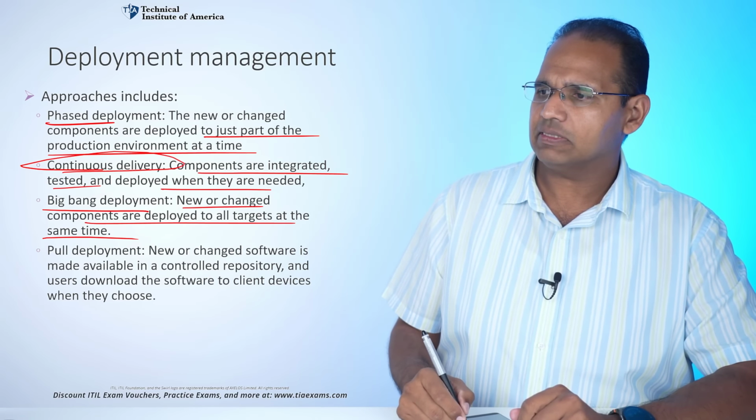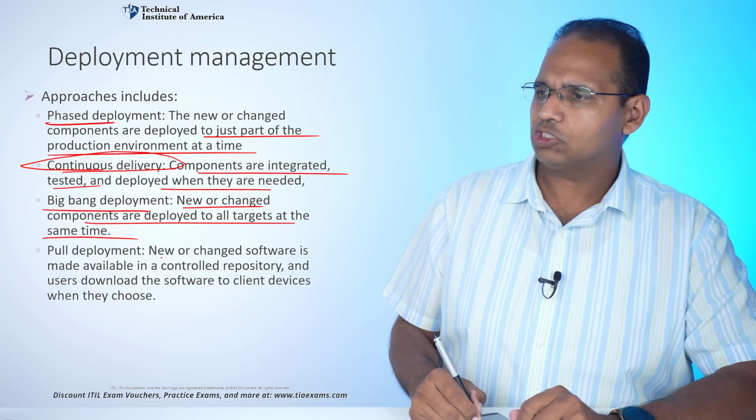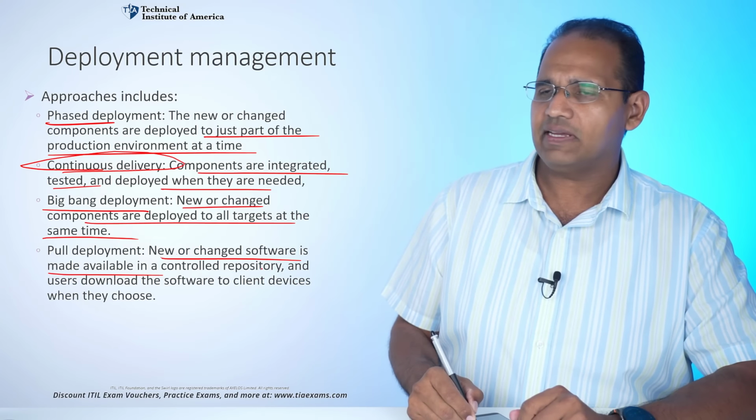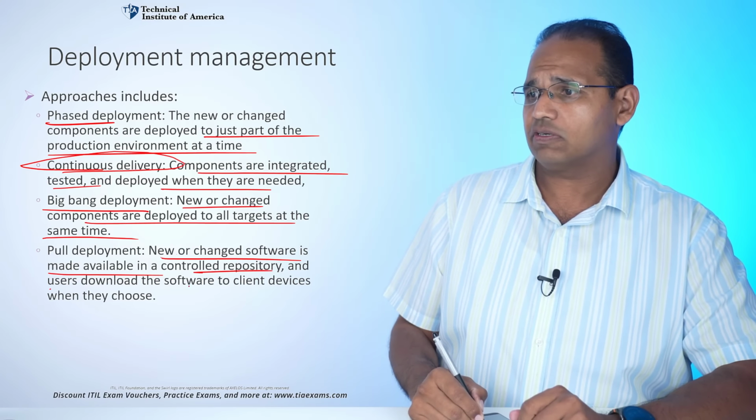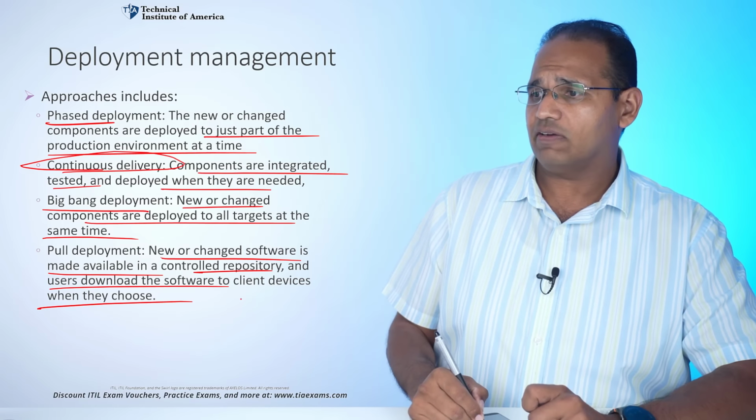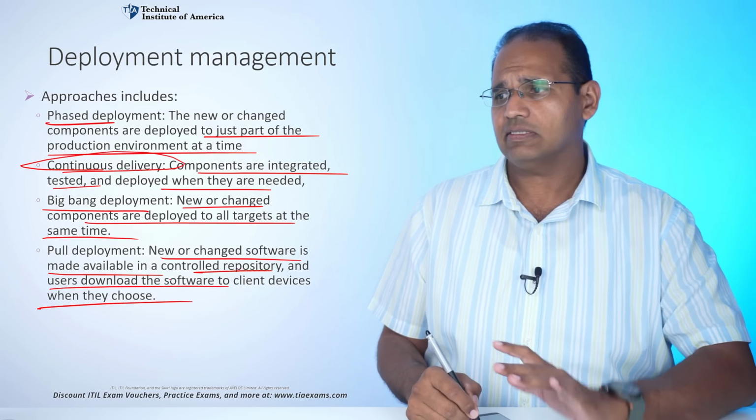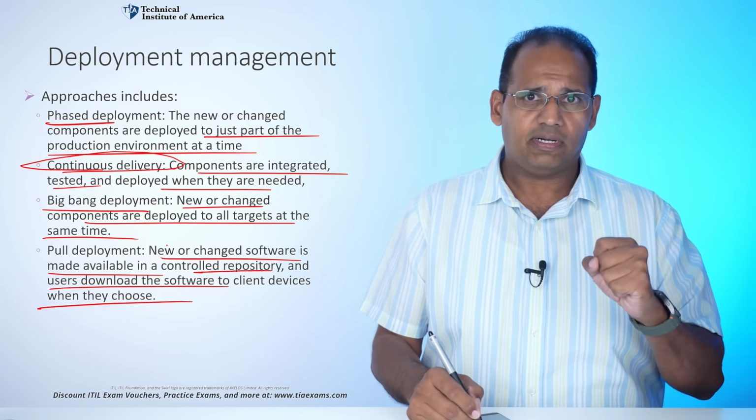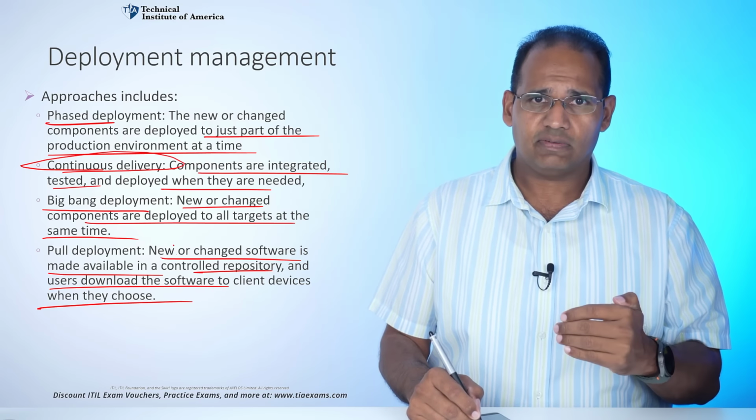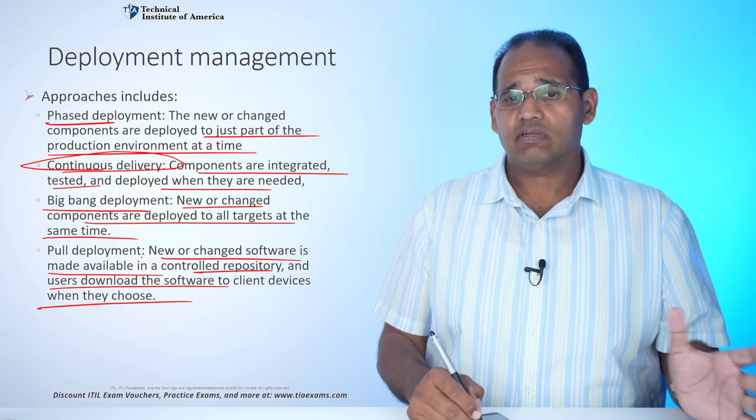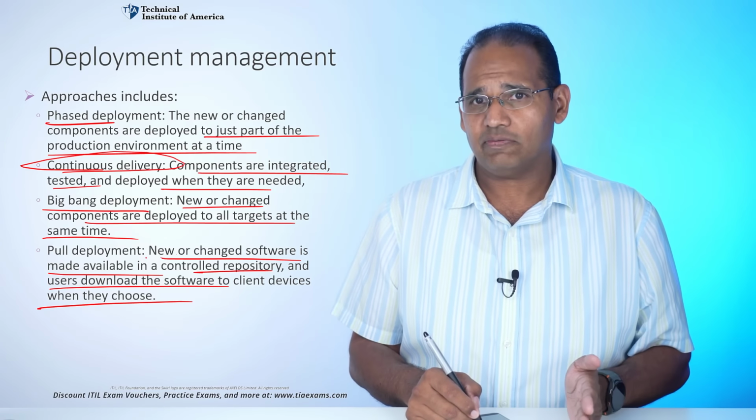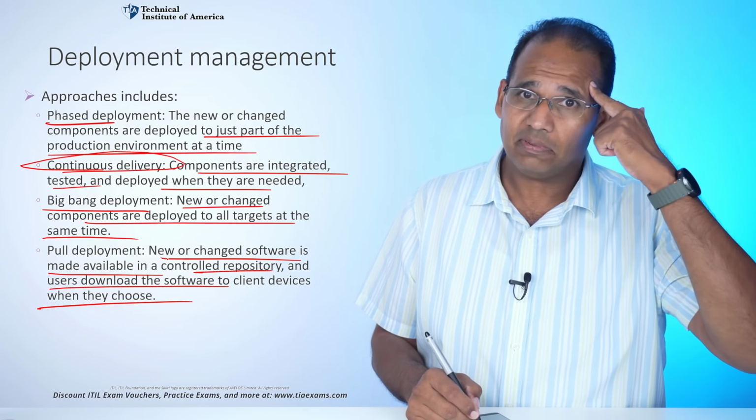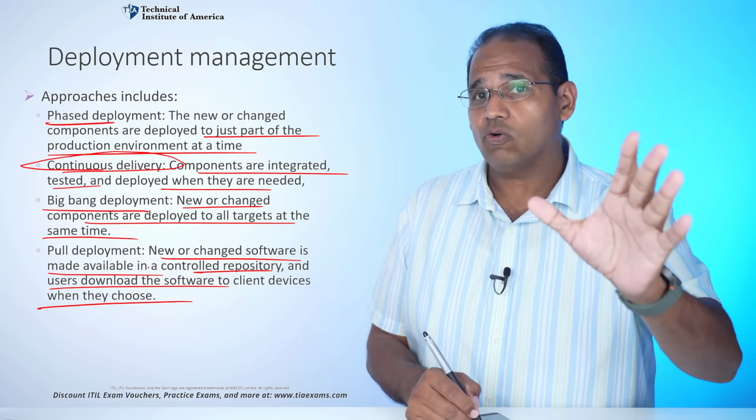Pull deployment. This is also famous. This is when new or changed software is made available in a controlled repository and users download the software to client devices. So pull delivery is when you have software stored on a particular server and users' workstations don't have that software, but they know it's available. And when they want it, they can go and pull it as needed.